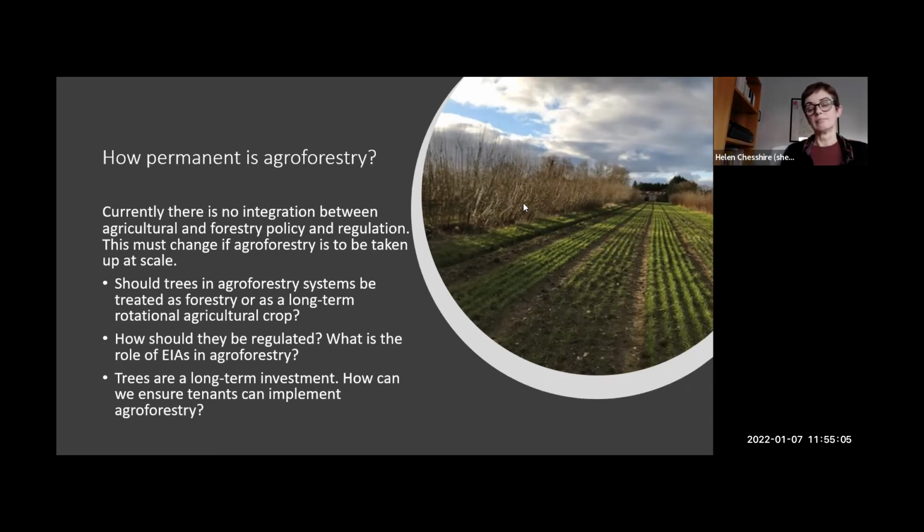And to me, it's really unclear legally, does agroforestry actually fall within the EIA regulations of the 1967 Forestry Act? I think in many cases they don't, but that's another issue.